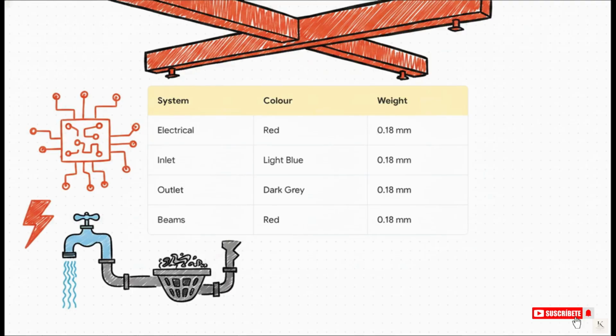Because all these overlapping systems can get super confusing, CAD uses intuitive color codes to keep them distinct. Red for electrical systems, think of live hot energy. Light blue for plumbing inlets, representing clean water supply. Dark gray for plumbing outlets, representing waste. Using these logical colors makes reading those complex invisible systems easy to understand.